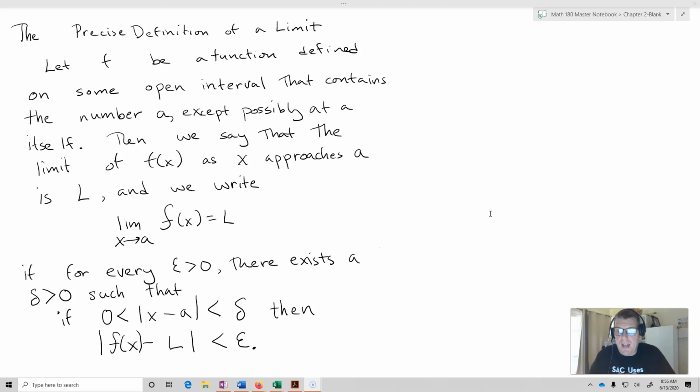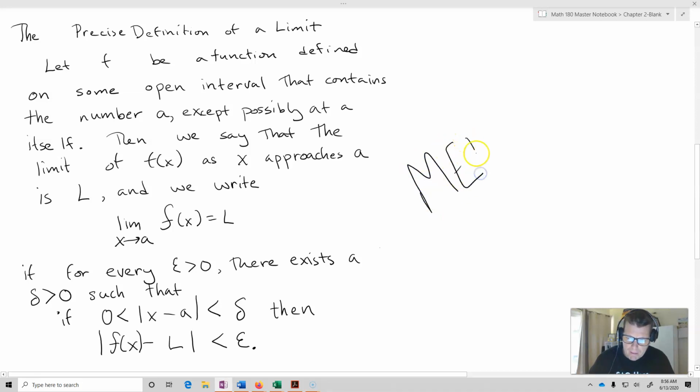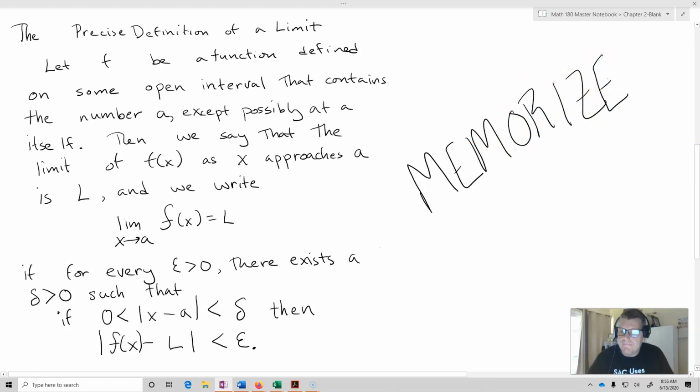Okay, there's a lot sitting there. There are several things. We're going to go over what this exactly means and how we are going to use it. But here's something that you must do. You must memorize this. That is a requirement. Memorize.